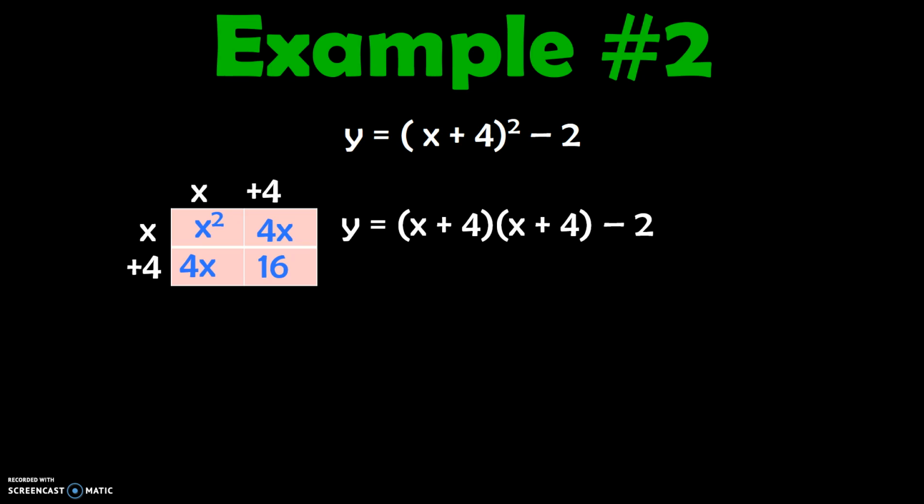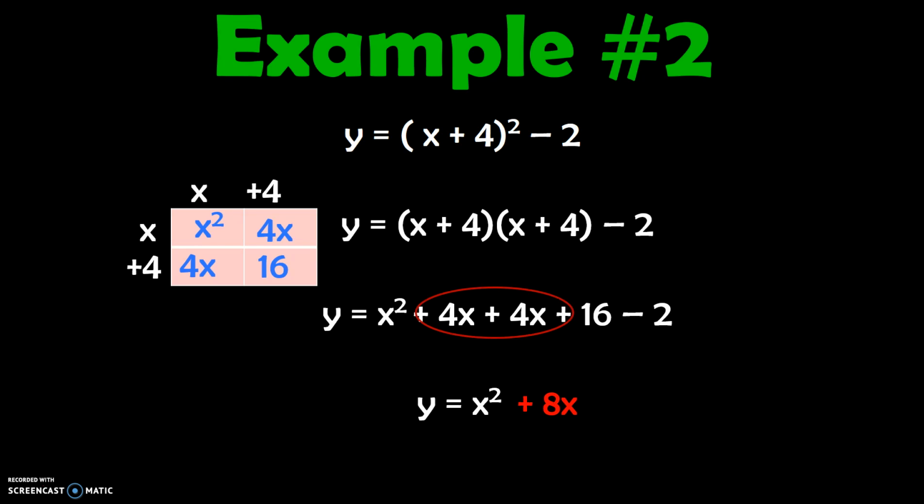So if I really want to rewrite it, it would be x squared plus 4x plus 4x plus 16. If at this point you just want to write 8x instead of doing the two 4x's, that's fine too. 4x and 4x combine to give us 8x. The positive 16 and negative 2 combine to give us 14.